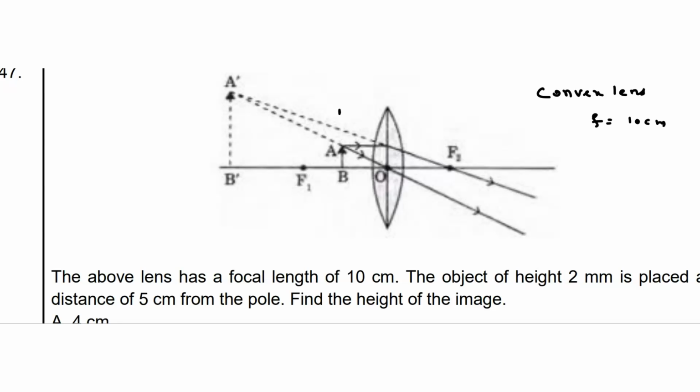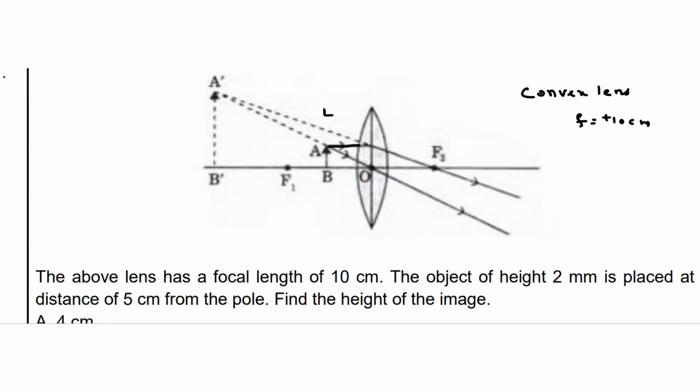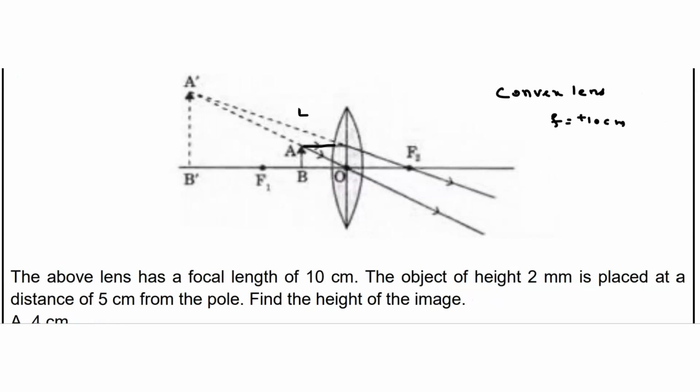When the object is kept on the left side, when it falls on this part, this part has to be considered as the spherical part and its principal focus lies on the right side. So F will be positive. Okay, so positive 10 centimeter. And the object of height 2 millimeter is placed at a distance of 5 centimeter from the pole.